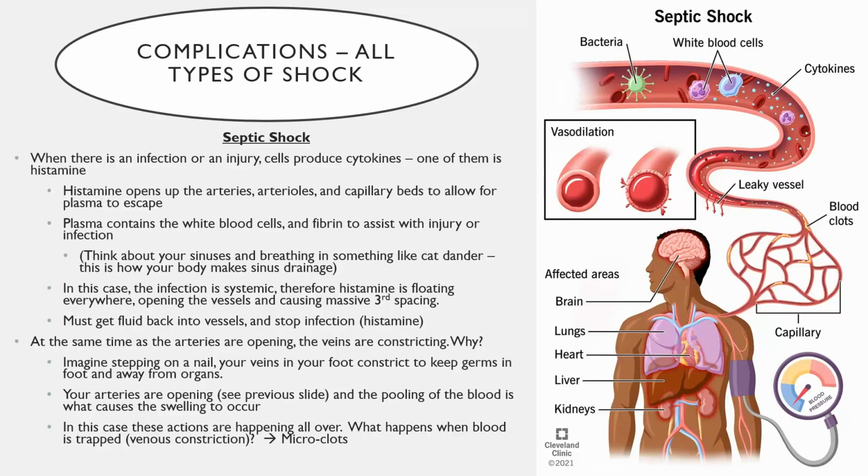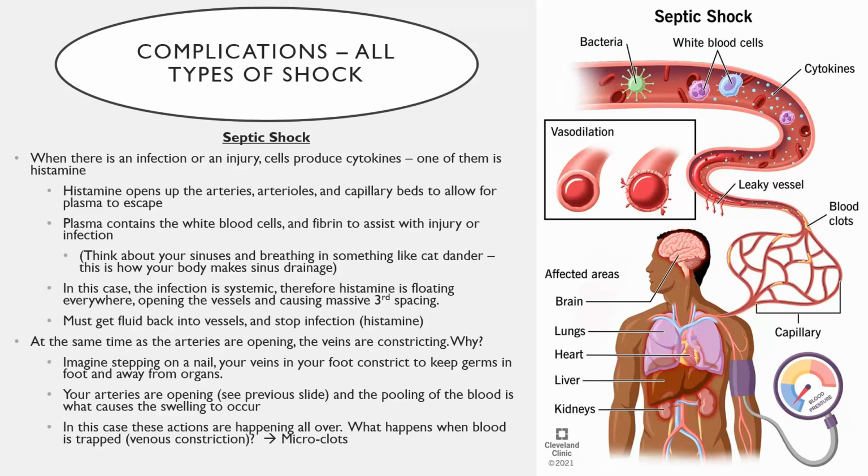So when we have an infection or an injury to the body, we get the production of those cytokines. And sometimes our body is hyper-responsive and produces too much. It's going to also produce everything else that is going to alert our immune system to activate. So histamine is one of them. It's going to open up the vessels and allow for plasma to escape and allow for our white blood cells and everything to get to the site to kind of protect the body. But in this scenario, it is overprotection to the point that it's doing damage. So plasma contains those white blood cells and fibrin to assist with injury or infection.